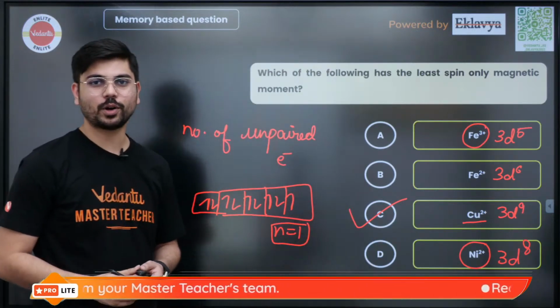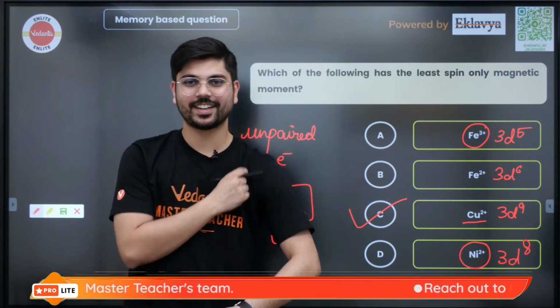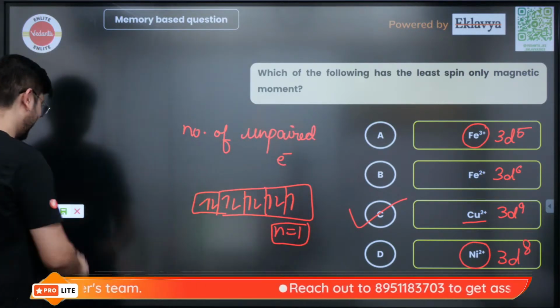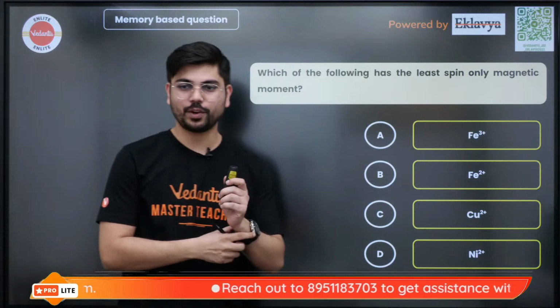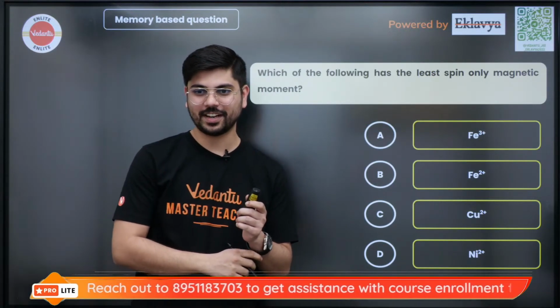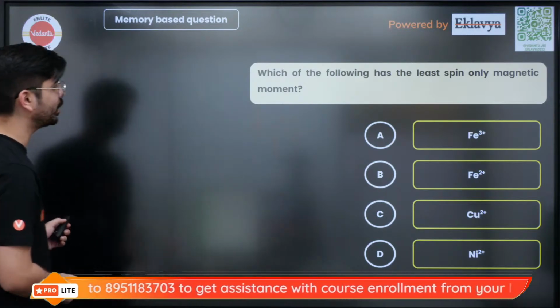How many of you have chosen option number C? Tell me. How many of you have chosen C as the answer? Anusha, Roshan Nath, great, great, beautiful.